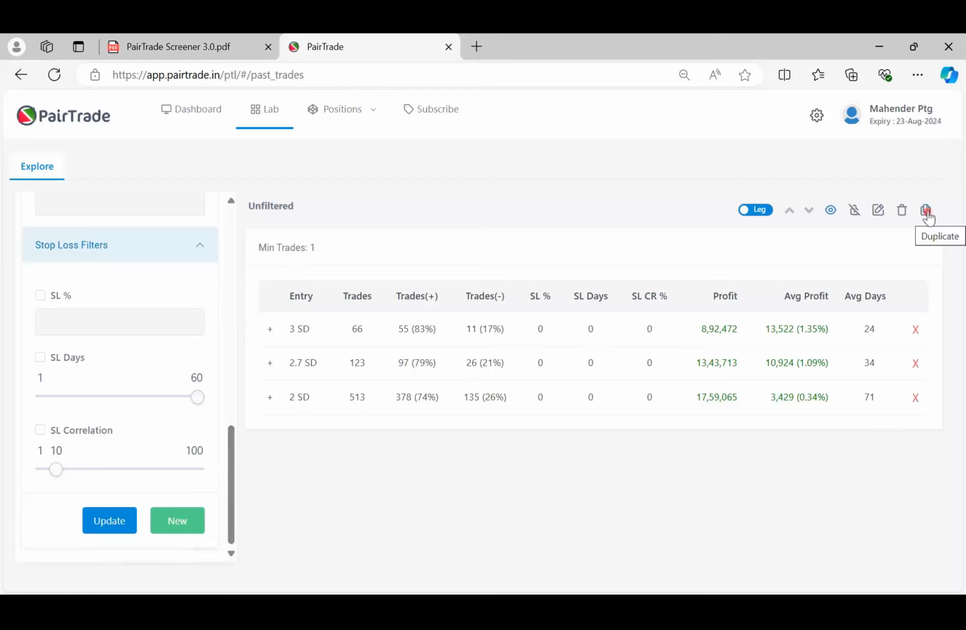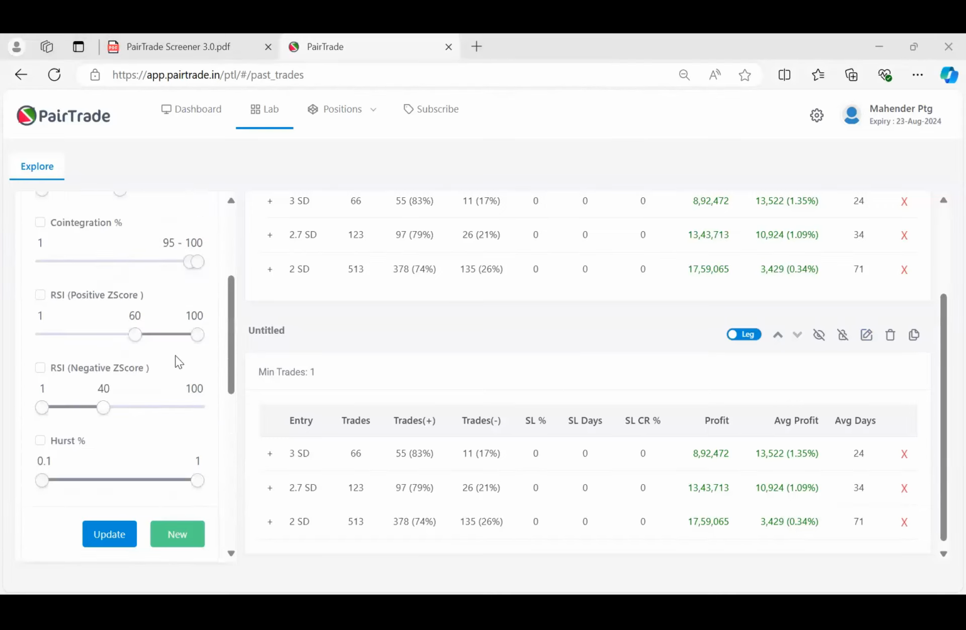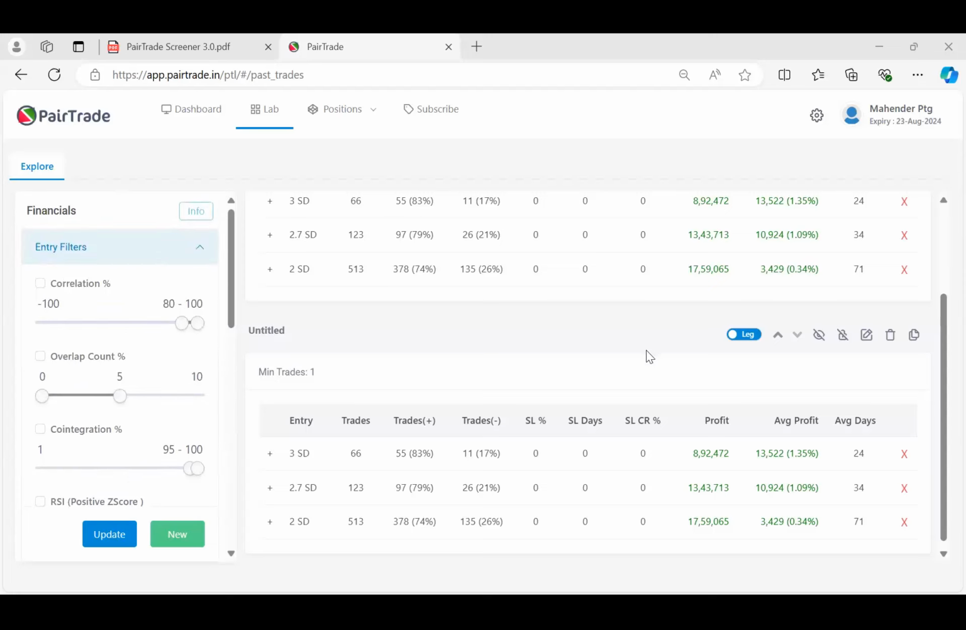Okay. Here, certain functionality is there. I will use the duplicate functionality on the right hand side and create a duplicate of the same setting. Now here I will edit that. For example, I want to see what would be the difference if we trade only the first time when the trade has come. So I'll just check this one, and here I'll say 0. That means I will trade only when it is giving the signal for the first time. And I'll say update.